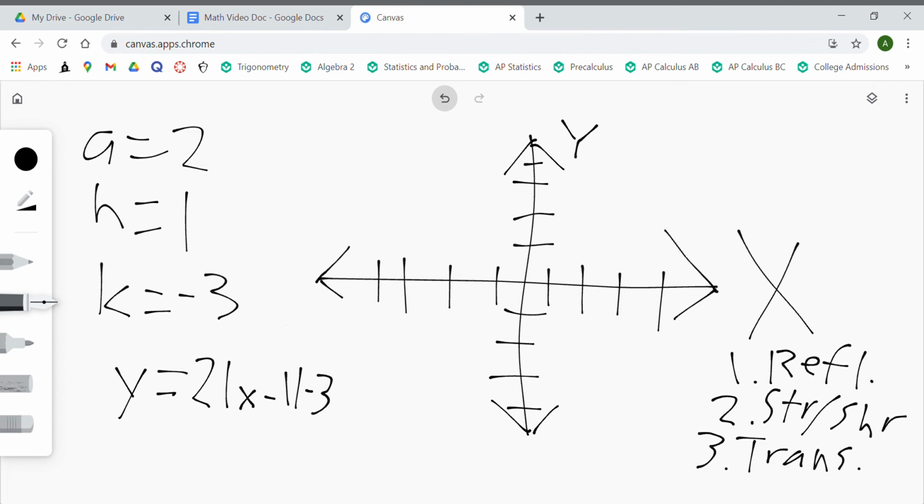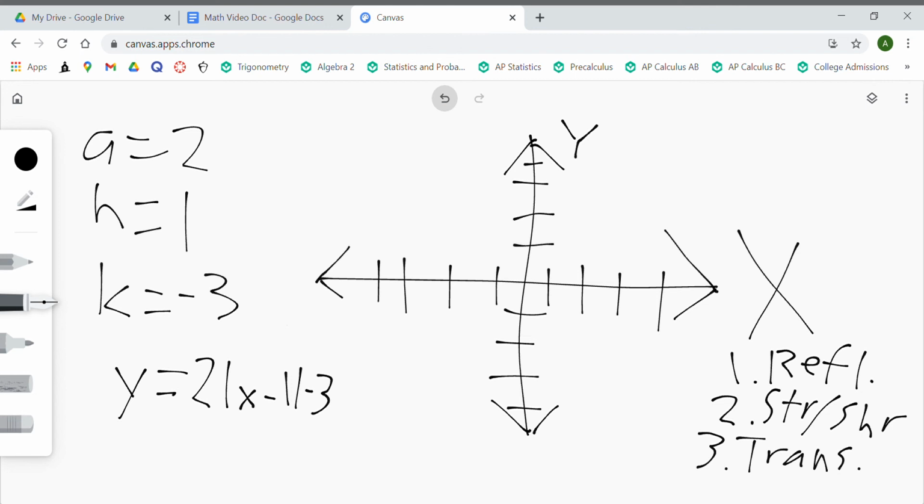Stretches and shrinks now. Our a value is 2, and that means we have a vertical stretch with a factor of 2.